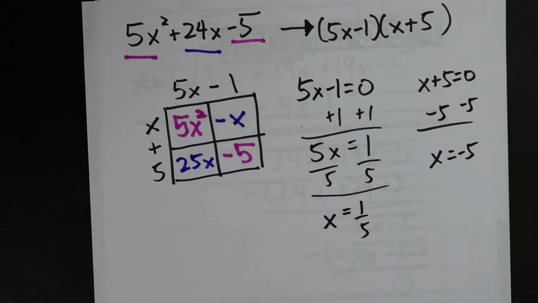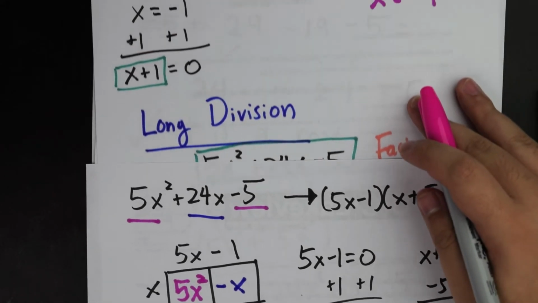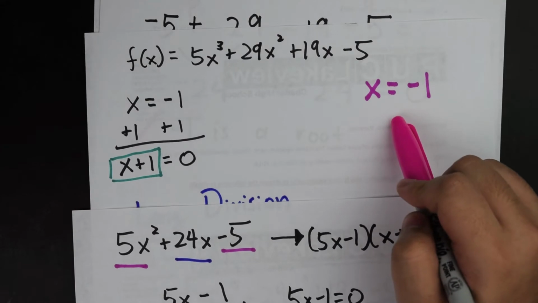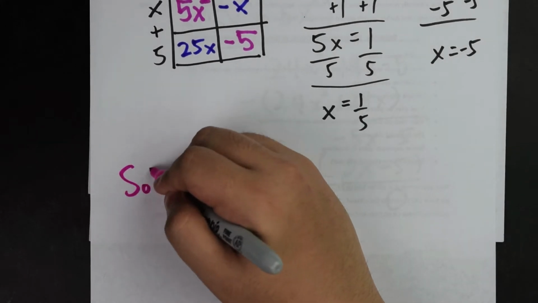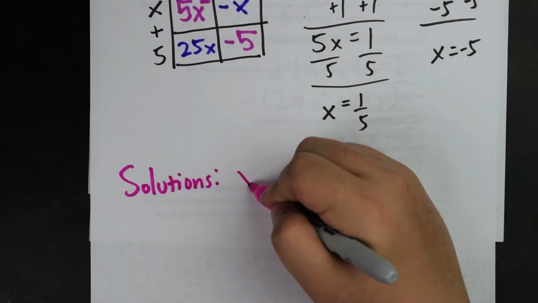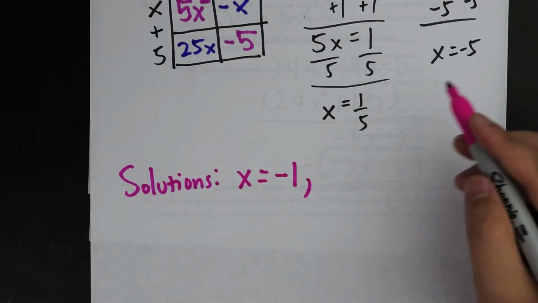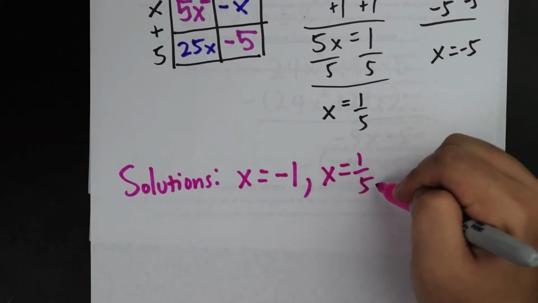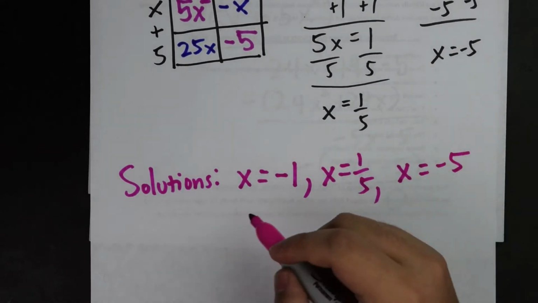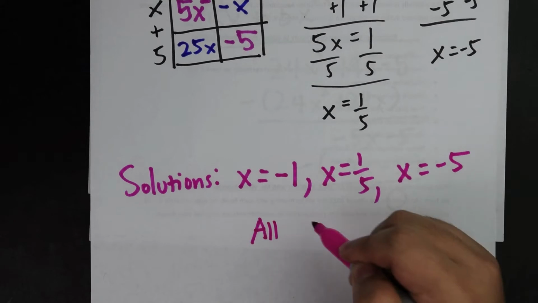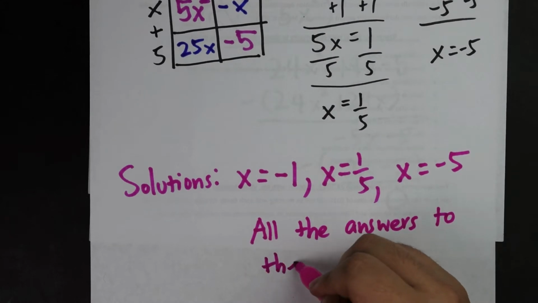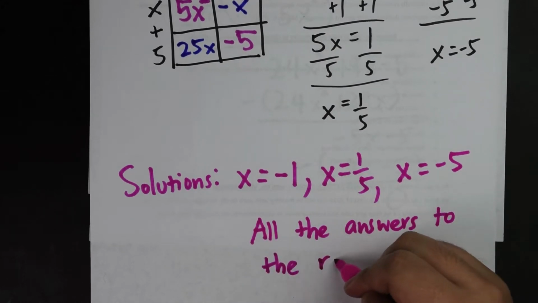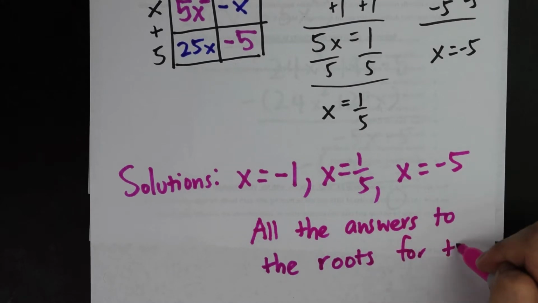And so now these are all the possible solutions that do exist. I do want to note that from the prior question, we already told you that one of the solutions was x equals negative 1. So I'm going to rewrite that right here. One of my solutions is going to be x equals negative 1. Another possible solution now is x equals 1/5 and x equals negative 5. And these are all the answers to the real roots, or just roots, for the polynomial.